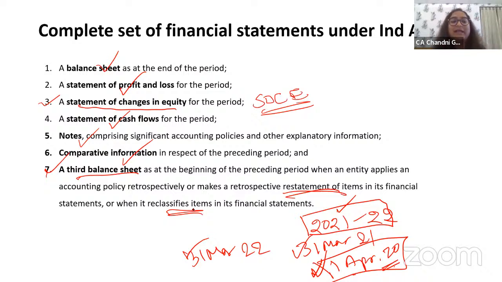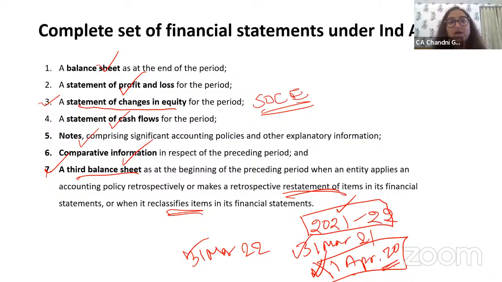So these 7 items essentially comprise the complete set of financial statements. Now, moving on to understand the change in format of the balance sheet and P&L, essentially the balance sheet, when we move from AS to Ind AS.